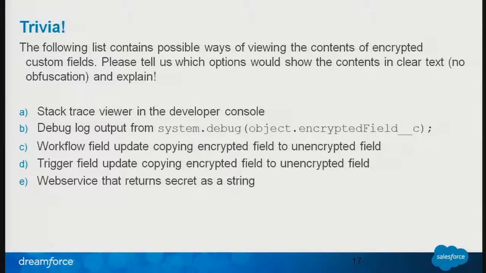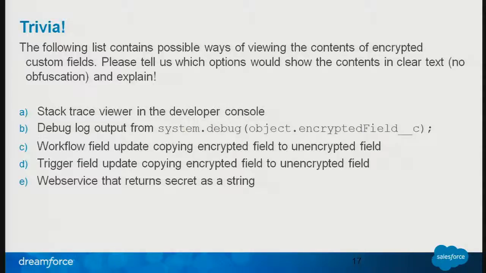So we've got stack trace viewer in the developer console, the debug log output from system.debug. We've got a workflow field update copying encrypted field to an unencrypted field, a trigger field update copying encrypted field to an unencrypted field, and a web service that returns the result as a string. So which of these would show the contents in clear text? And I can mic anyone who wants to answer.